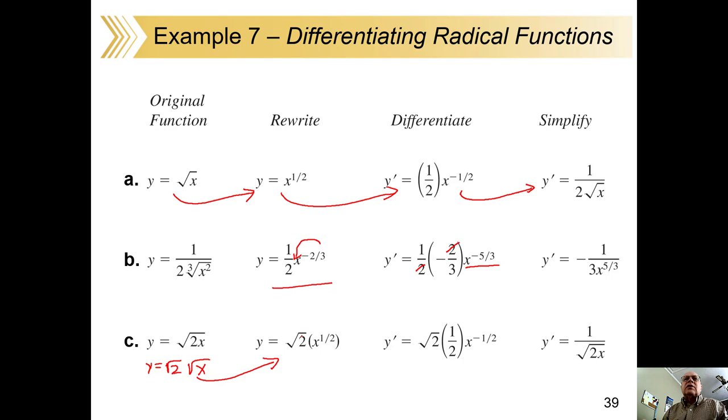Change it from square root of x to x to the 1/2. It's ready to differentiate. Bring that 1/2 out front. Reduce that exponent by 1. 1/2 minus 1 is minus 1/2. These two can be combined just a little bit. And there's your final answer.